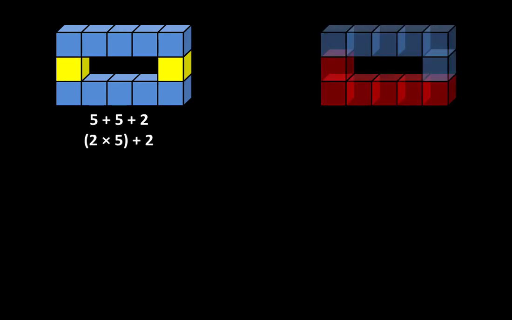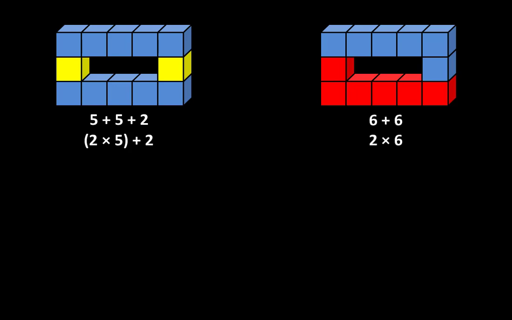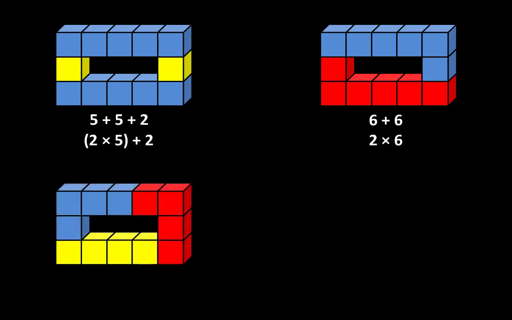Almost every time we find that there is more than one way to describe what we see. The first structure can be described as 5 plus 5 plus 2, or it can be described as two groups of 5 plus 2. The second structure can be described as 6 plus 6, or it can be described as two groups of 6. The third structure can be described as 4 plus 4 plus 4, or it can be described as three groups of four.